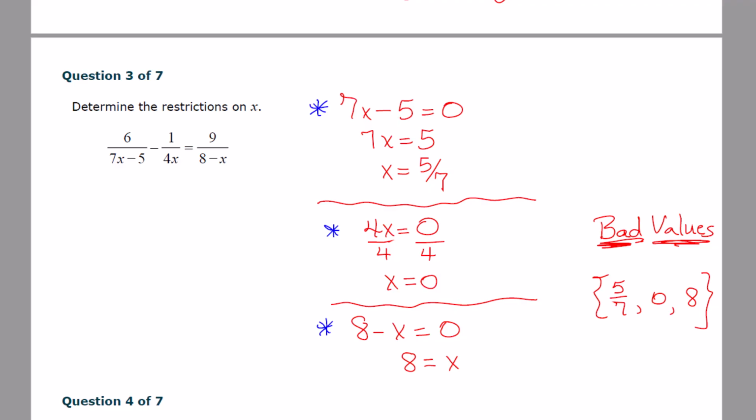Move the 5, divide by 7, so 5/7 is a bad number. Let's see here, divide both sides by 4. Okay, 0 over 4. Well, remember, 0 on the top is okay. I'm just trying to avoid 0 on the bottom. All right, so I get 0. And 8 minus x is 0, I move the x and I get x is 8. So there are 3 numbers I would like to avoid.